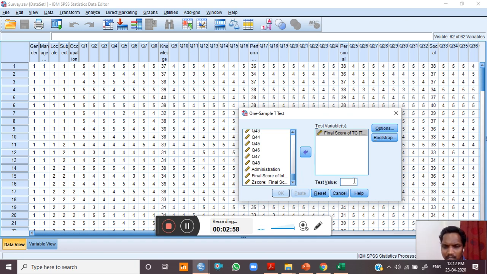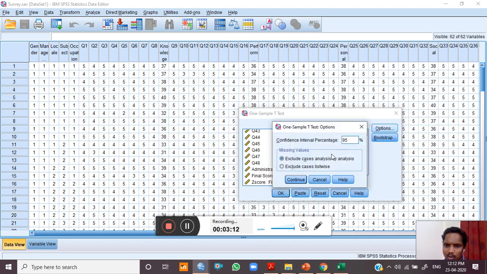It should be already there. So I was saying 160. Suppose the population mean was 160. I will compare whether there is any difference between this population mean and the present research study. So we have given the test value. Now let us see the options.